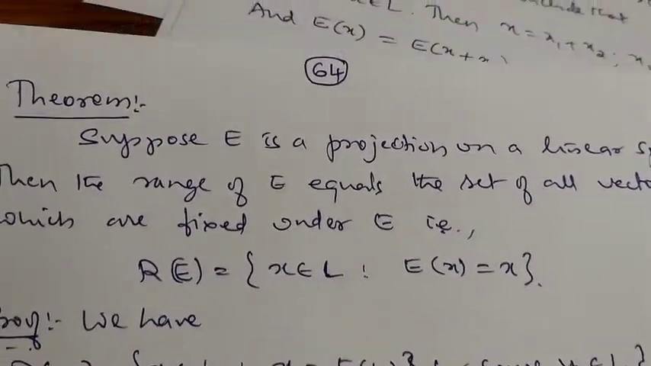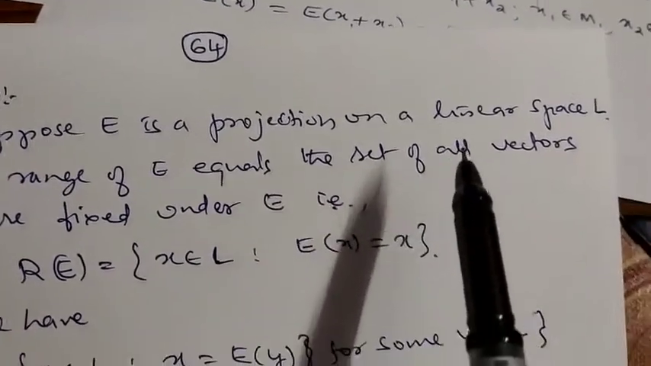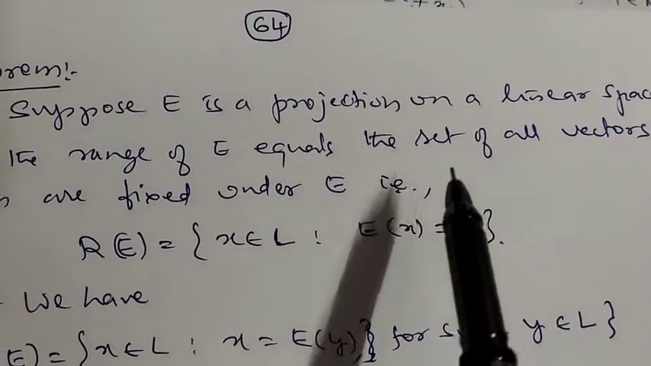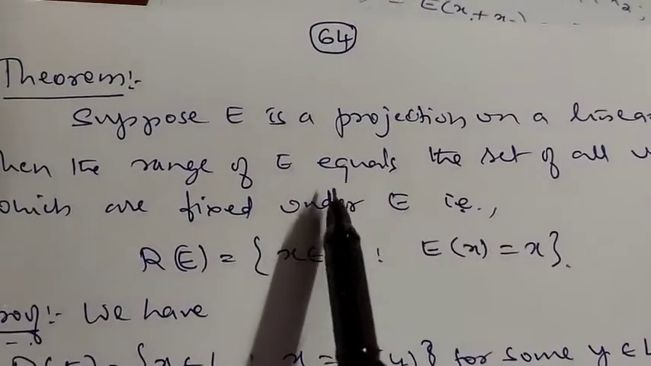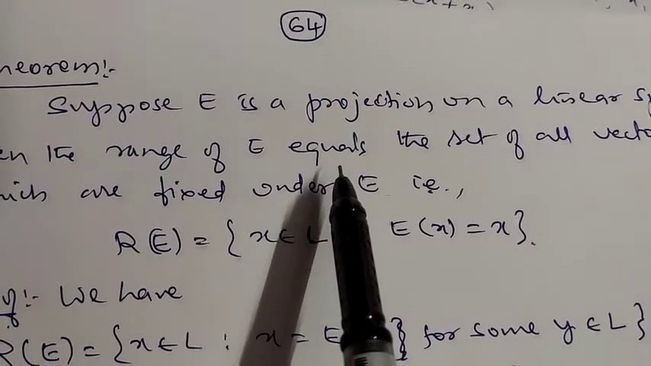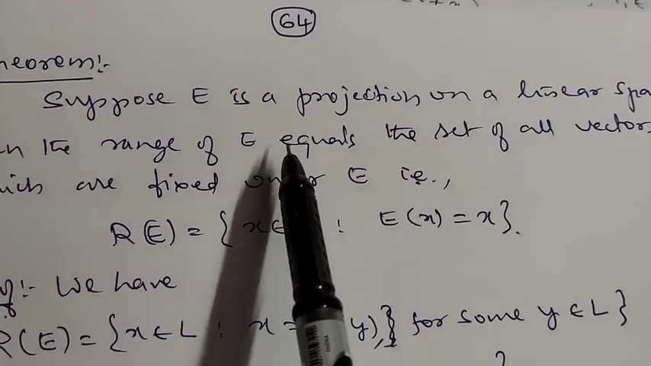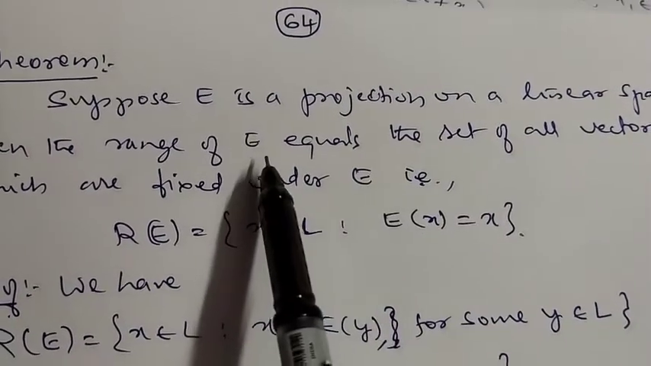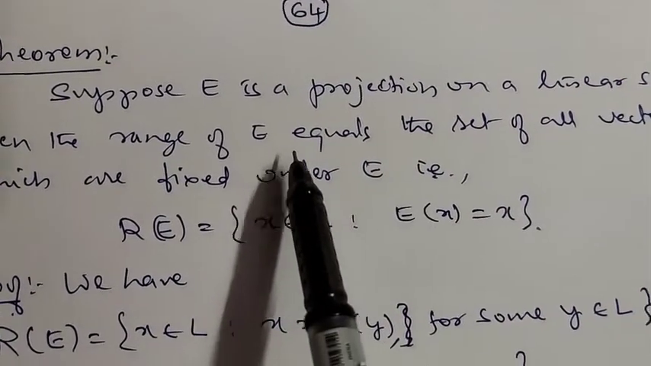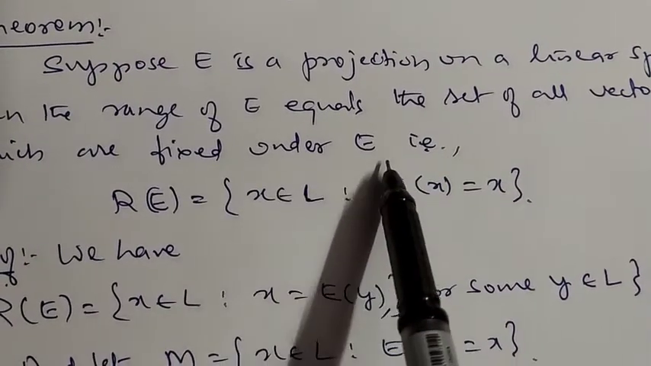Now let us take the next result. Suppose E is a projection on a linear space L. Then the range of E means the set of all elements belonging to L which are the images of E. Then the range of E equals the set of all vectors which are fixed under E.